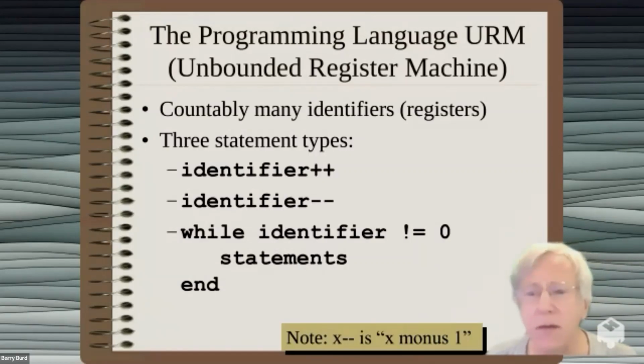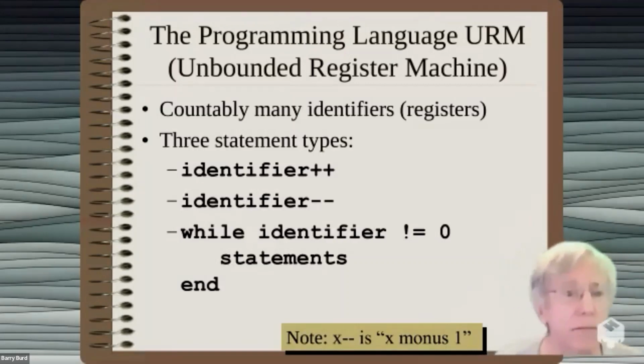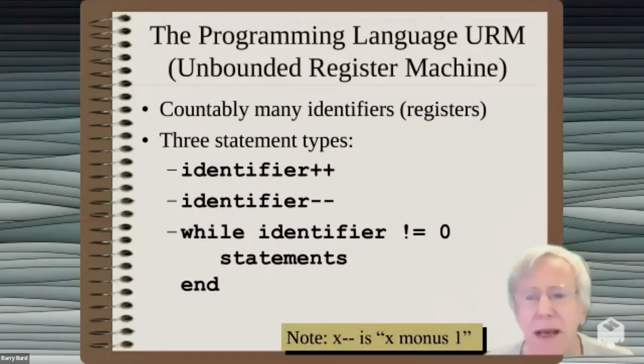Anyway, the only thing we can do in this language is add 1 to a variable, subtract 1 from a variable, and we can't even test. We don't have an if statement. We're not going to need it. We can't even test anything but when a variable is or is not equal to 0. That's all we can do.